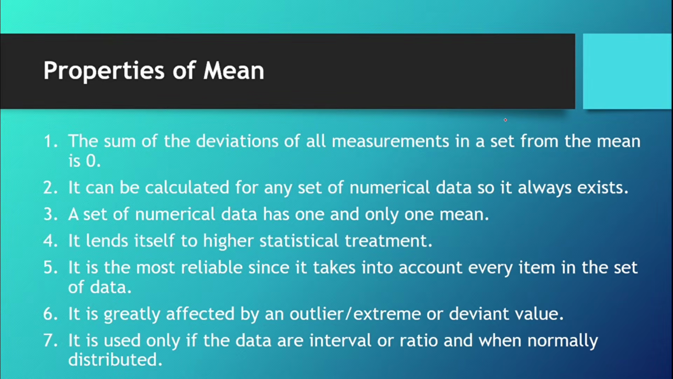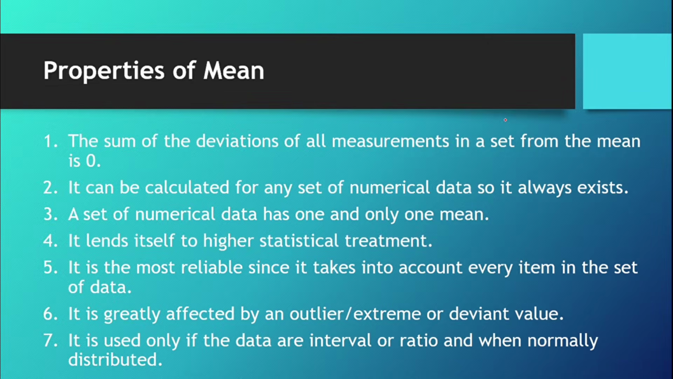So here are the properties of the mean. The first is that the sum of the deviations of all measurements in a set from the mean is 0. We'll talk about that one later. Number 2, it can be calculated for any set of numerical data, so it always exists. Number 3, a set of numerical data has one and only one mean, and it lends itself to higher statistical treatment. It is most reliable since it takes into account every item in the set of data.